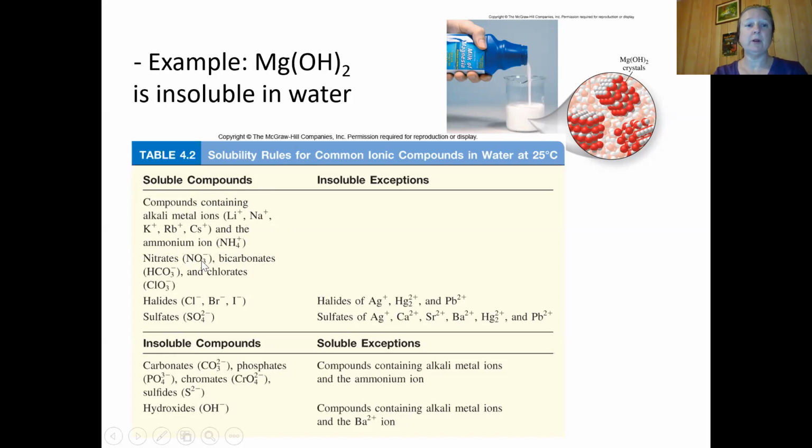Nitrates are soluble, bicarbonates, and chlorates. All right, so this is the group 1, right? Lithium, sodium, potassium, rubidium, cesium. So group 1, and remember, hydrogen is considered part of a non-metal for these kinds of categories. So any group 1, take hydrogen out of there, that you see in a compound, it's soluble. Okay.